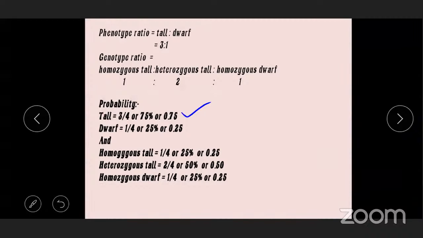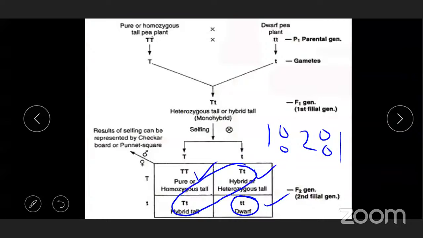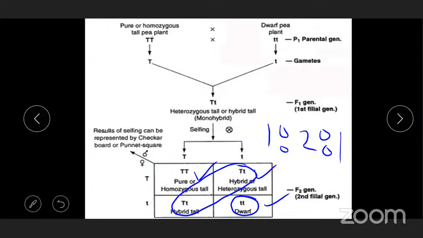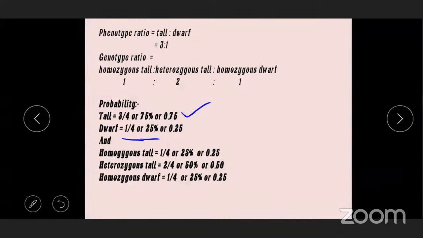What is the dwarf probability? Out of 4, how many dwarfs are here? 1 dwarf. That is why 1 by 4. Out of 100 percentage, how much of dwarf here? 25%. That is why 25% and 0.25. This is the probability of tall and dwarf phenotype.